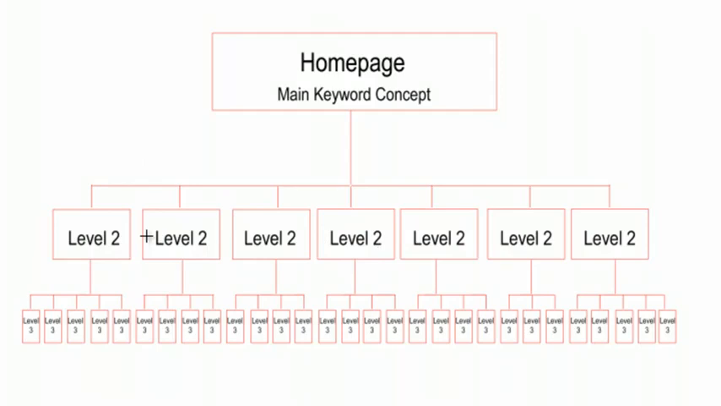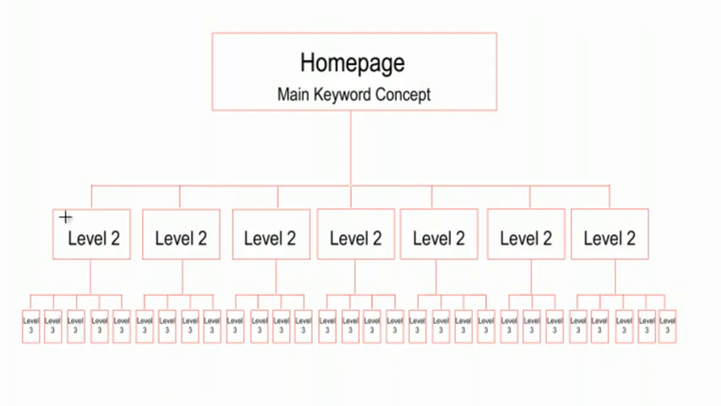So level 2s are really important because they send links up and down the actual structure, and this is the place that you want to generate your income from. Next comes level 3 pages. Now level 3 pages might not generate you as much income or be as profitable as the level 2 pages, but what they do is they generate you more traffic.